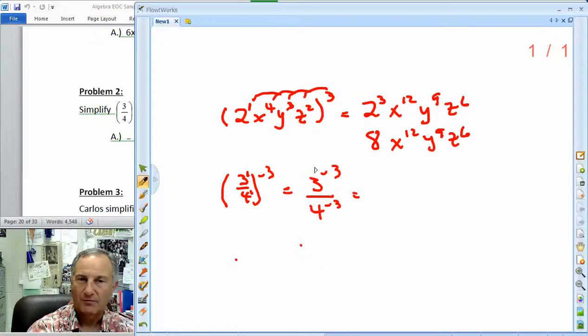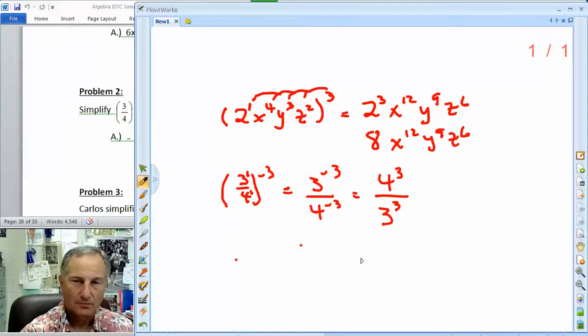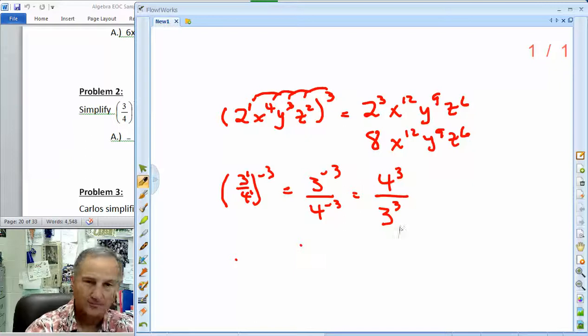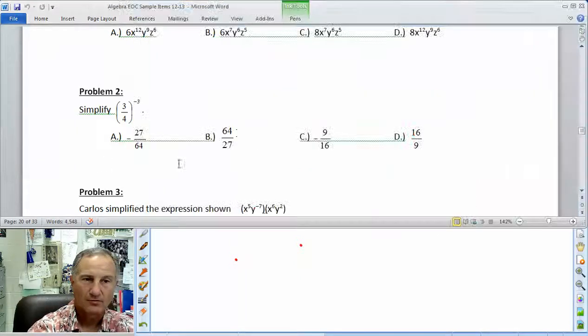You flip. We don't want negative exponents in our final answer. So if you've got a negative exponent on the top, you bring it to the bottom and make it a positive exponent. If you've got one on the bottom, you bring it to the top, to the numerator, and you make it a positive exponent. Okay? And then 4 times 4 is 16, times 4 is 64, and 3 times 3 is 9, times 3 is 27. 64 over 27, boom, right there, B. Okay?